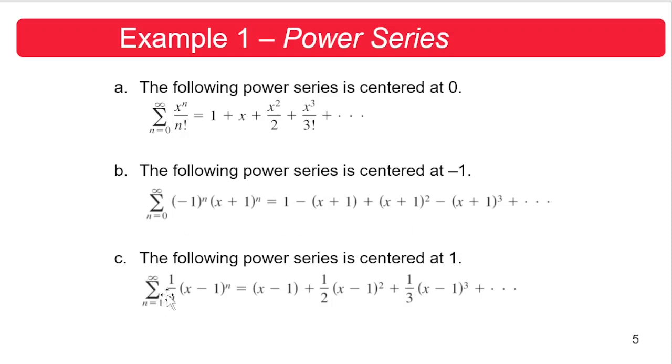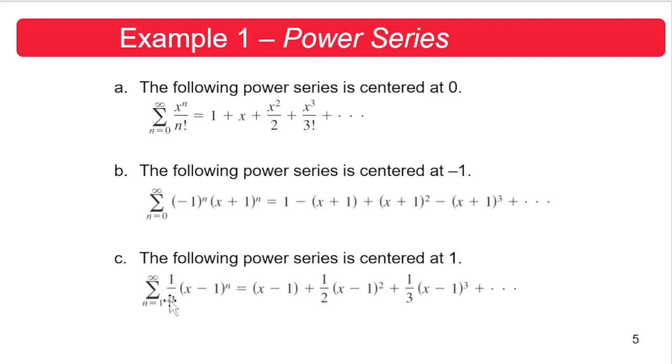The last example is a power series centered at 1. We have the summation of 1 over n times x minus 1 quantity raised to the n power, where n is from 1 to infinity. If the value of n is 1, then you have 1 over 1 times x minus 1 raised to 1. So we have x minus 1 as the first term.